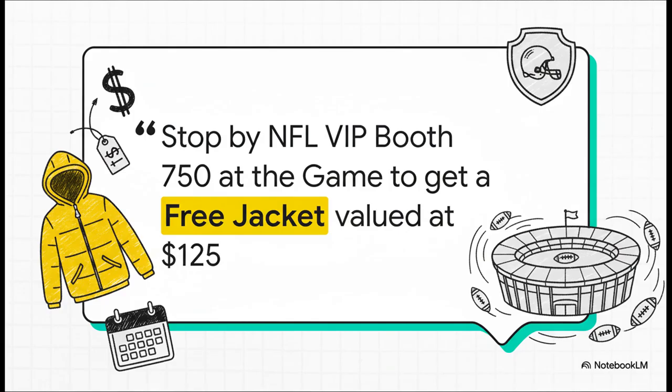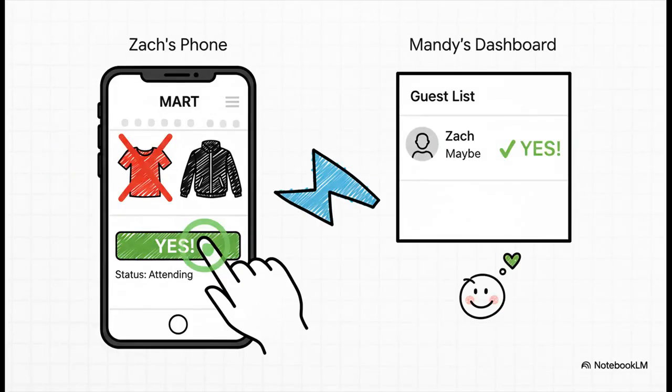So Mandy sees that Zach is on the fence, and she decides to sweeten the deal. And again, she just goes back to her Google Calendar event, and this time she updates it with a much better offer, a free jacket worth $125. She changes the booth number and the value and hits save. And just like that, the new jacket offer automatically replaces the old t-shirt offer right inside Zach's calendar. He sees this high-value item and immediately flips his RSVP back to yes. Mandy has just successfully used the calendar as a dynamic messaging channel to get a customer to take action, and she sees his confirmation instantly.